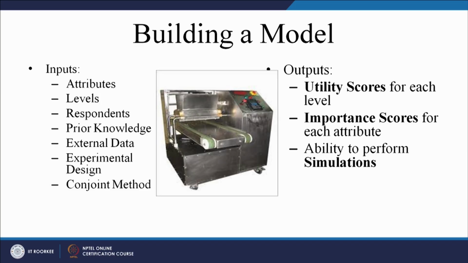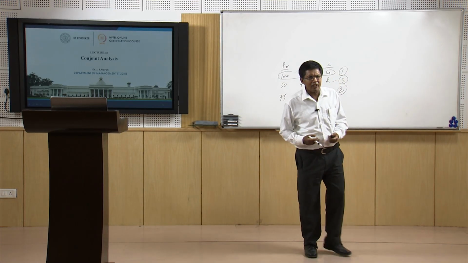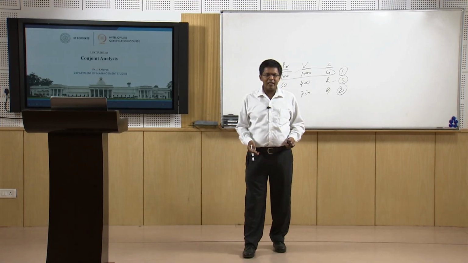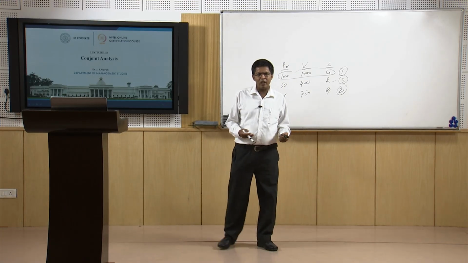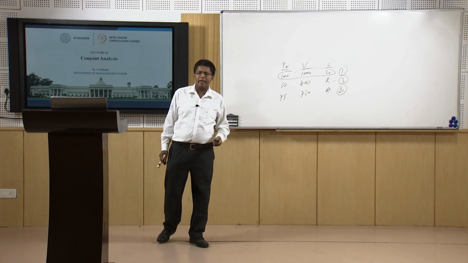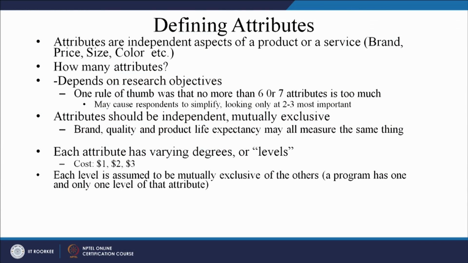That means, if I bring in a new respondent, can I find out, on the basis of the part worth functions, whether the new customer or new respondent would prefer the product or not, right. So, defining attributes. Attributes are nothing but the independent aspects of a product or service, right. So, brand, price, size, color, etc. How many attributes should you take? That is an important question.